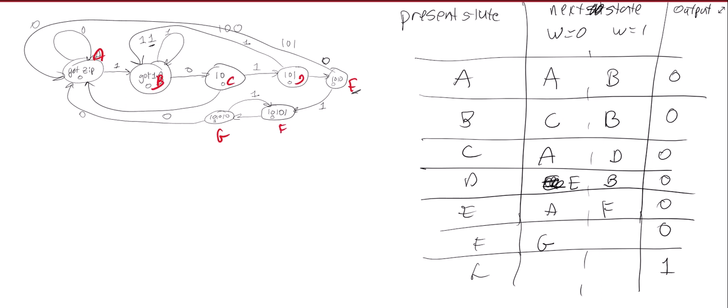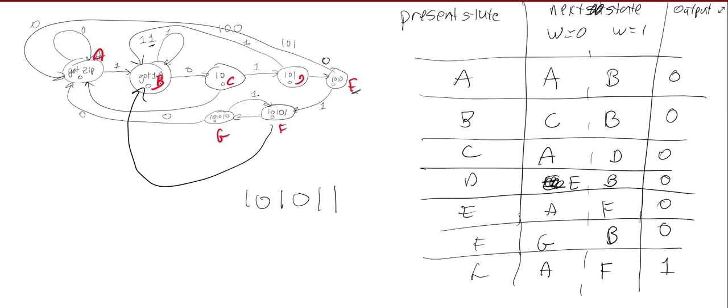And did I not do what happens if I got a 1 for F? I don't think I did. No, I guess I didn't. If I got a 1 from this one, that takes me back to having just 1, 1. So that would take me back to B. And for G, if I get a 0, that took me back to A. And if I got a 1, that took me back to F.